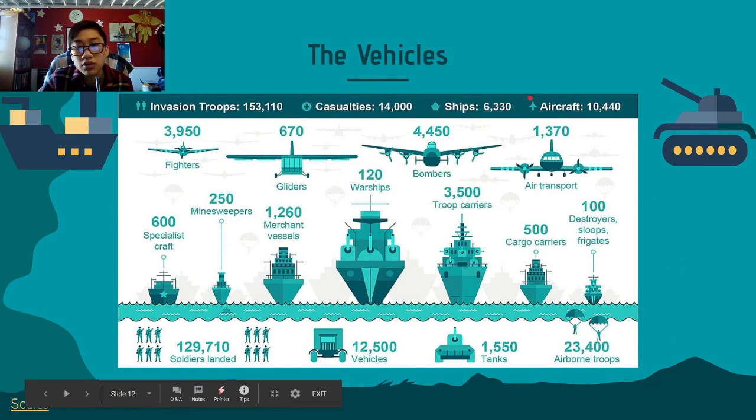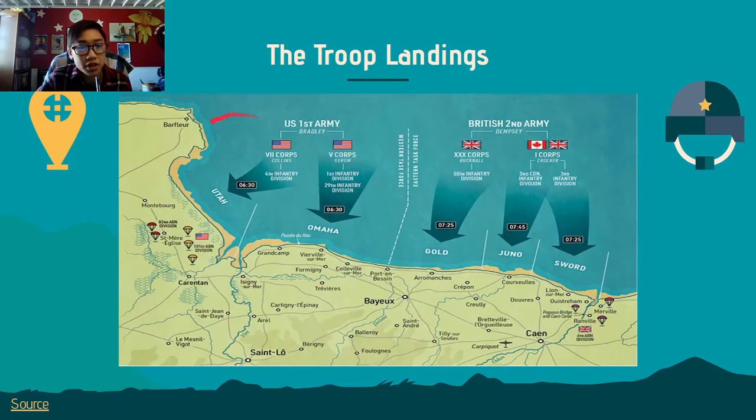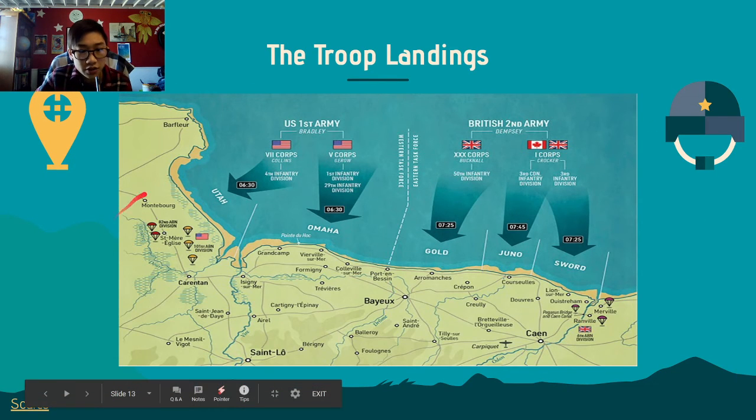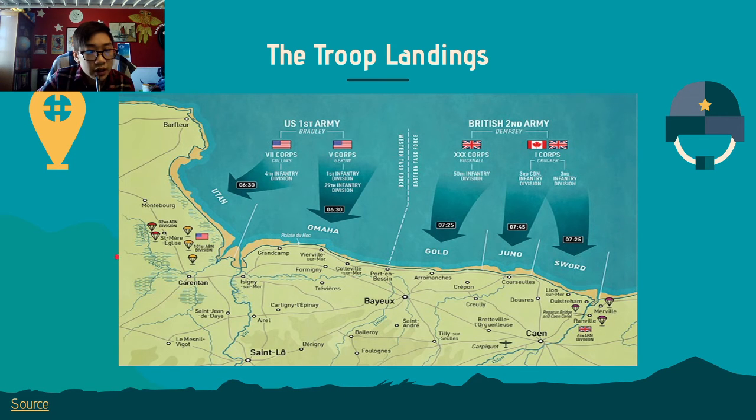So with that, we had a total of 10,440 aircraft, 6,330 ships, 14,000 casualties, and 153,110 troops. Now let's talk about the troop landings themselves. As you can see here, right here, and down here, we have our airborne troops. These ones over here on the right are going to be the 4th Airborne Division from Britain, and on the left we're going to have the 101st Airborne Division from the United States, as well as the 62nd Airborne Division, 82nd, looks like, from Canada.